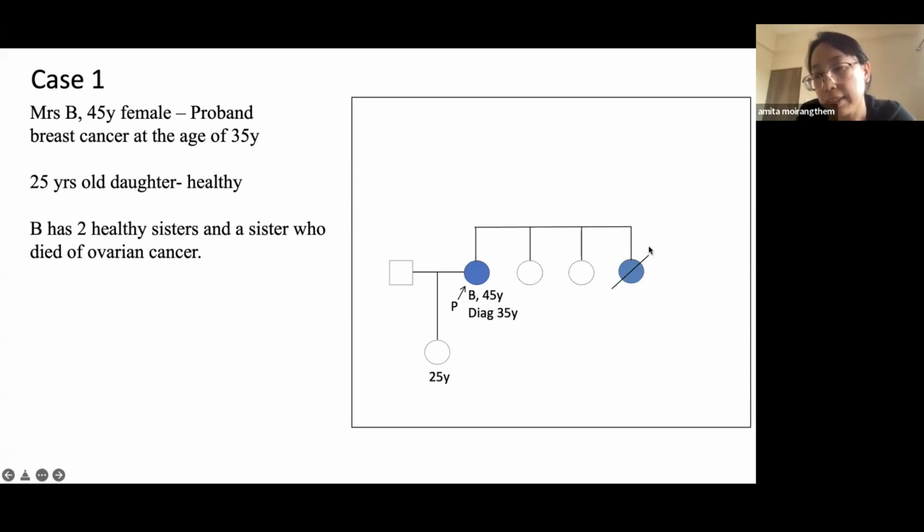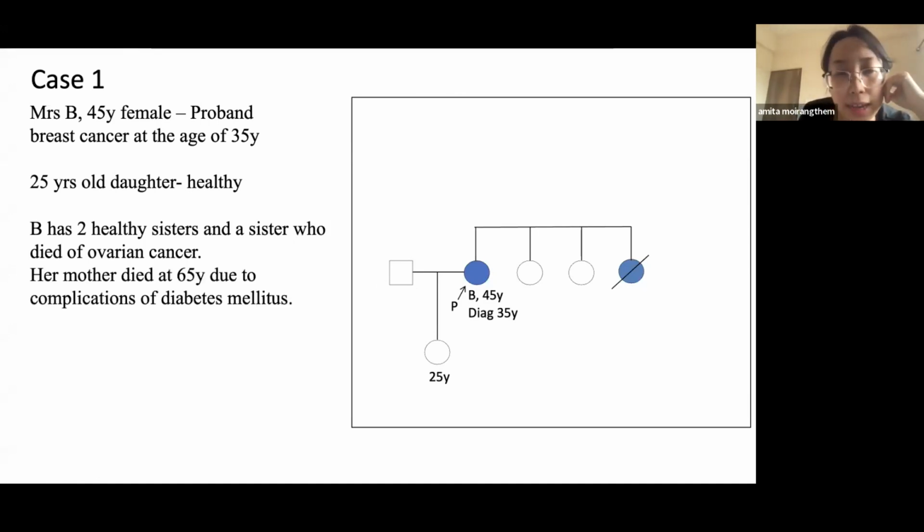Then the slanted line here, which cuts across the circle, denotes that this individual has died. If we have further information, we should note here at what age she was diagnosed and when she died. Then the circles are the females and the square is the male, which I forgot to add.